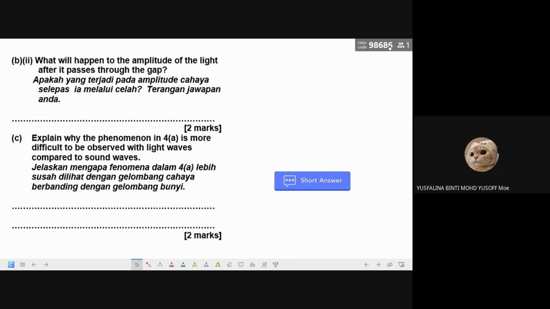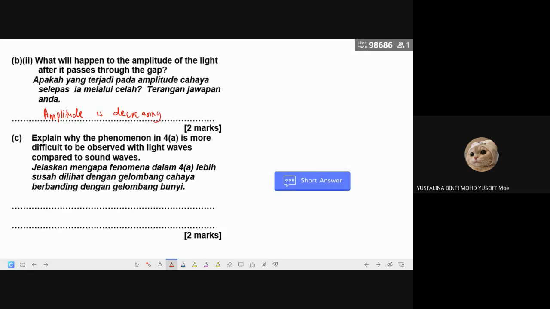So anyone want to try for this one? What will happen to the amplitude? The amplitude is decreased. Okay, good. Kenzing. Yes, the amplitude is increasing. Sorry, decreasing. Okay, the amplitude is decreasing.